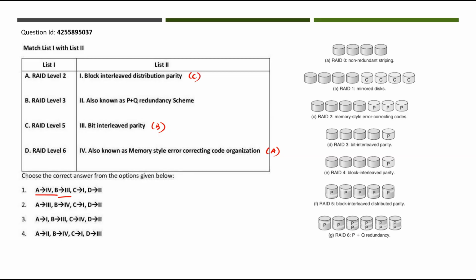RAID level 6 is P plus Q redundancy. So D will be mapping to 2. We have C1 and D2 also. Option number 1, A4, B3, C1, D2 will be the right answer. So it's better you have an idea from RAID 0 to RAID 6 levels and also have an idea about what is happening in every level so that it will be helpful for you in some other question paper.